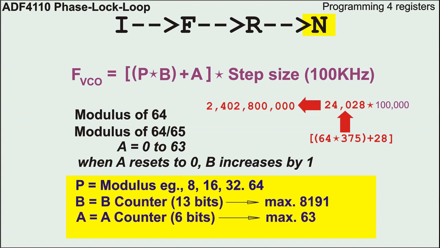ADF4110 allows the B to contain 13 bits and has maximum value of 8191. Similarly, the allowable length of A is 6 bits, so it has maximum value of 63, just enough to do the modulus of 64. The B is called B counter and the A counter, sometimes called swallow counter.